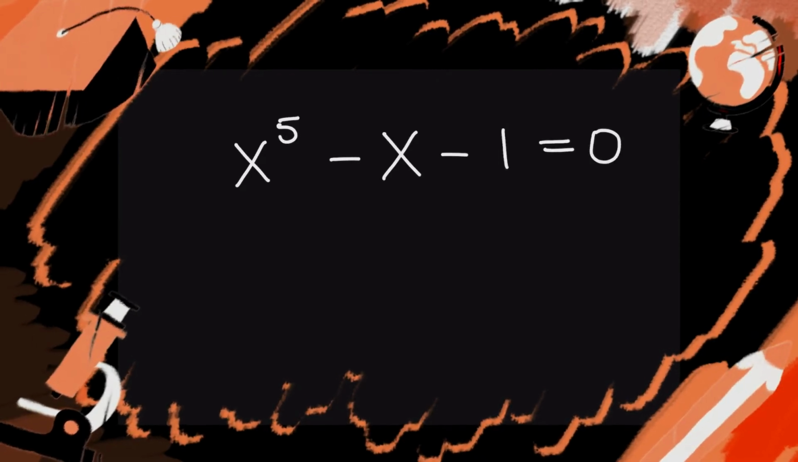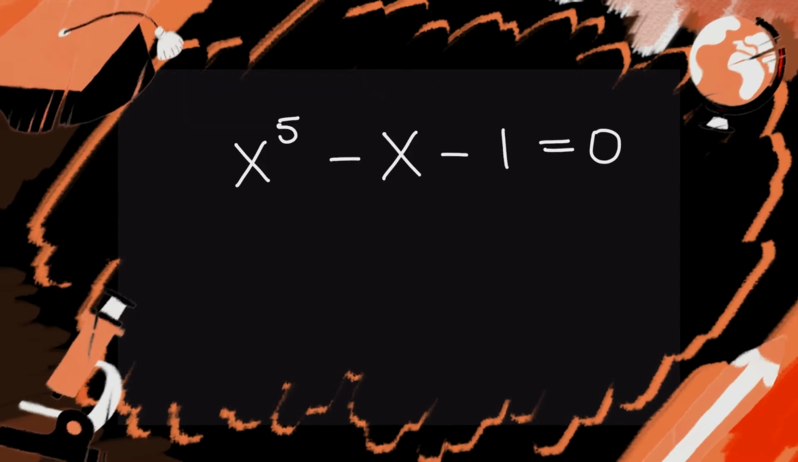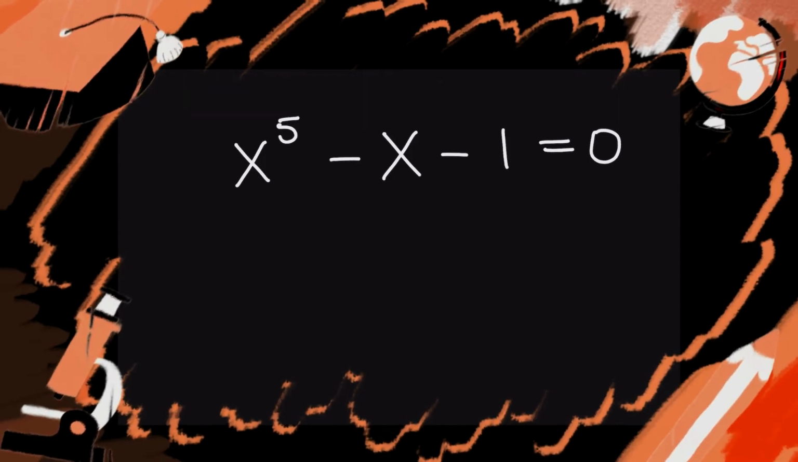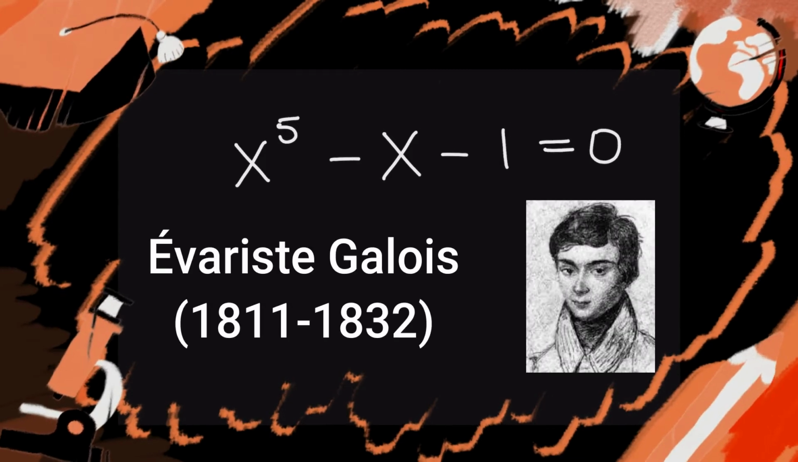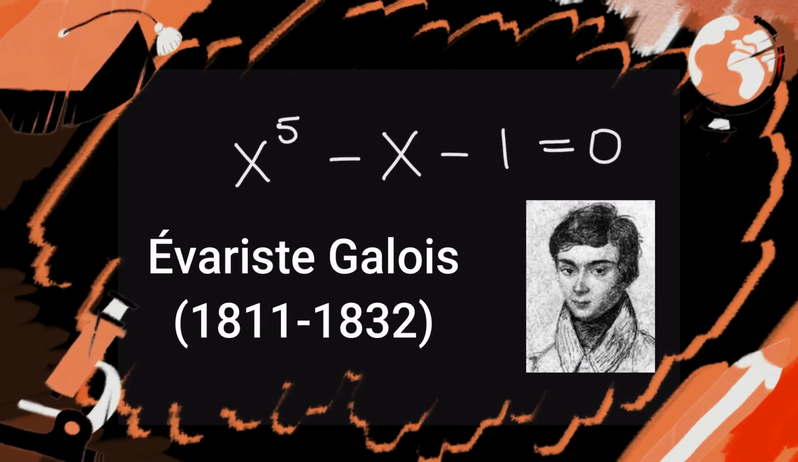Imagine you need to solve the quintic polynomial equation x to the fifth minus x minus 1 is equal to 0. It looks simple, but it's actually really difficult. It's difficult because there is no formula, like a quadratic formula. And this isn't because we haven't discovered a formula yet. No, this is because such a formula cannot exist. This was proved by the 19th century French mathematician Galois.